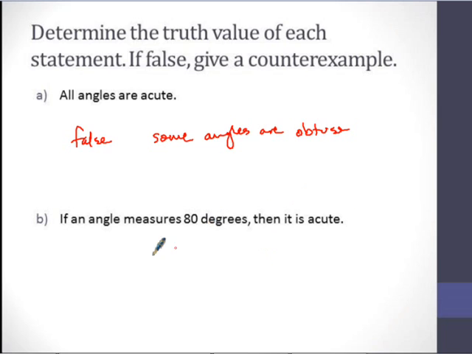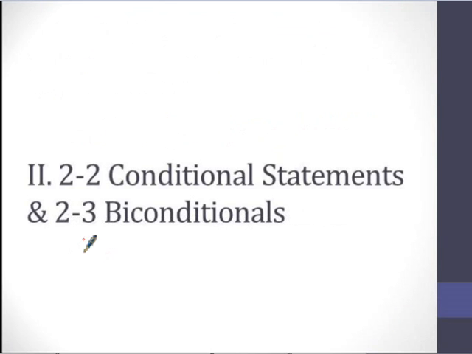If an angle measures 80 degrees, then it is acute. Well, it's cute. It's adorable. Then it is acute. And the truth value there is true. Easy enough, right? Just using our brains.